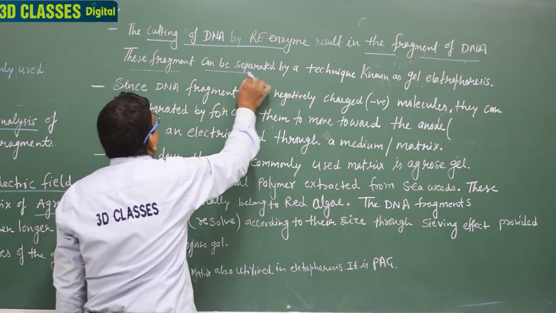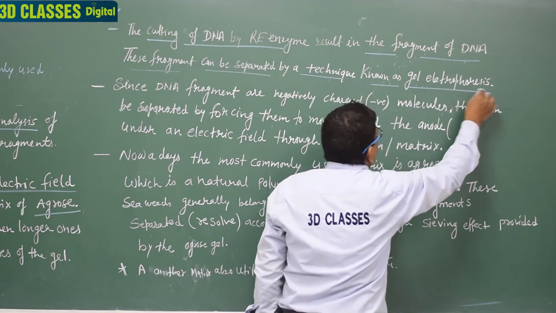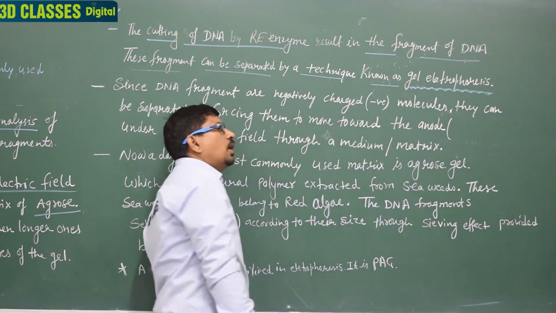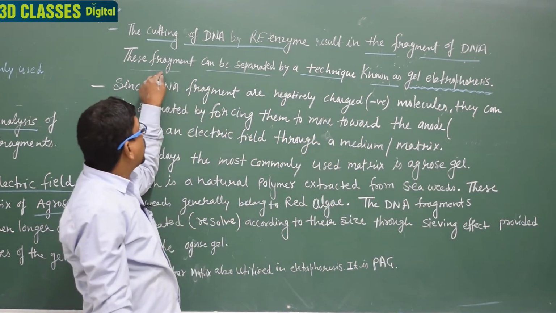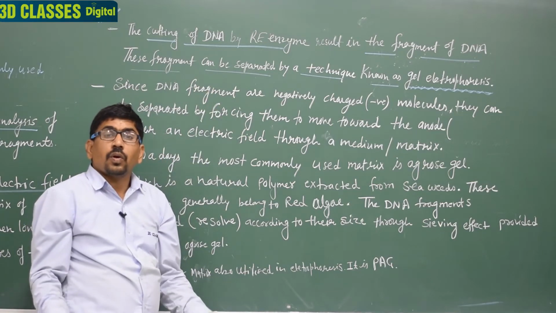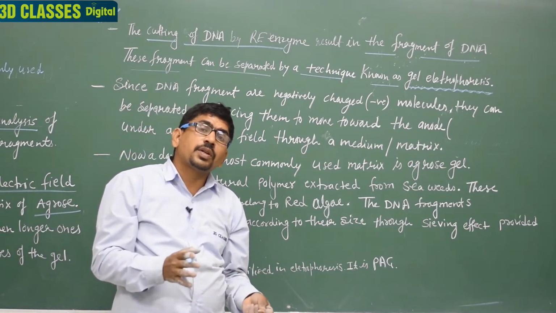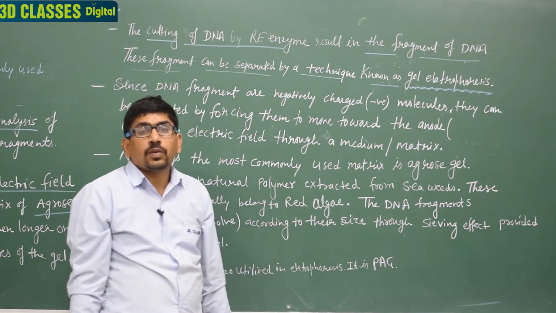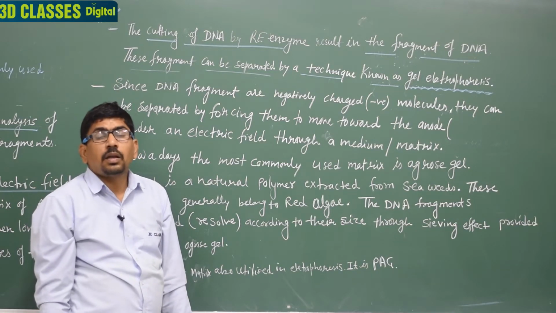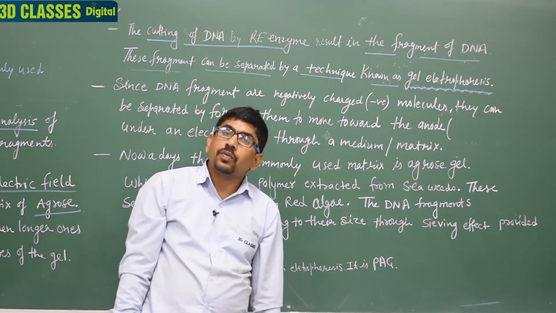These fragments can be separated by a technique known as gel electrophoresis. It is important. So, the DNA fragments are separated by a technique known as gel electrophoresis. In short form, what is gel electrophoresis? DNA fragment separation technique is known as gel electrophoresis. Clear?